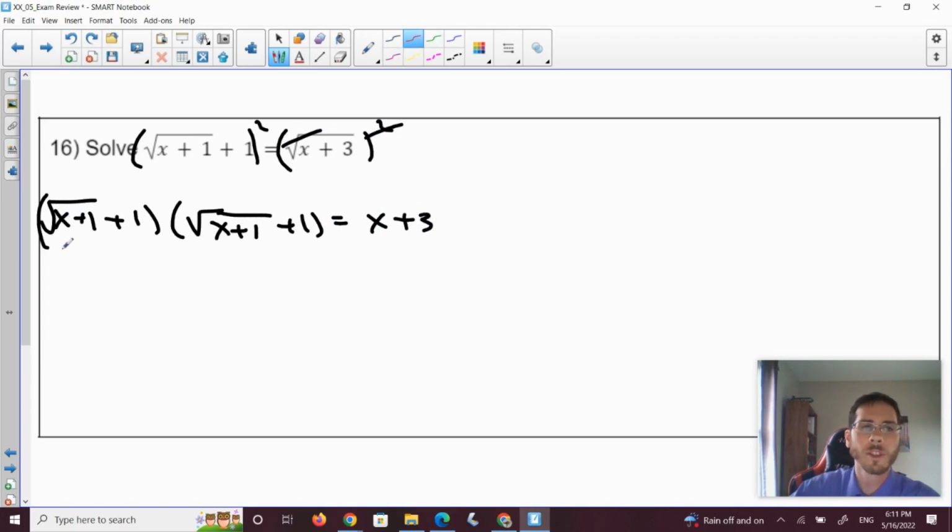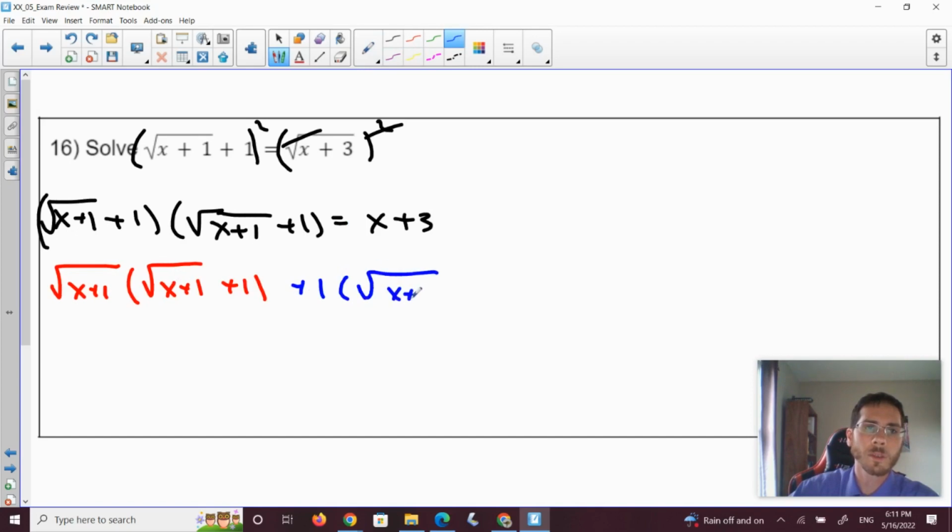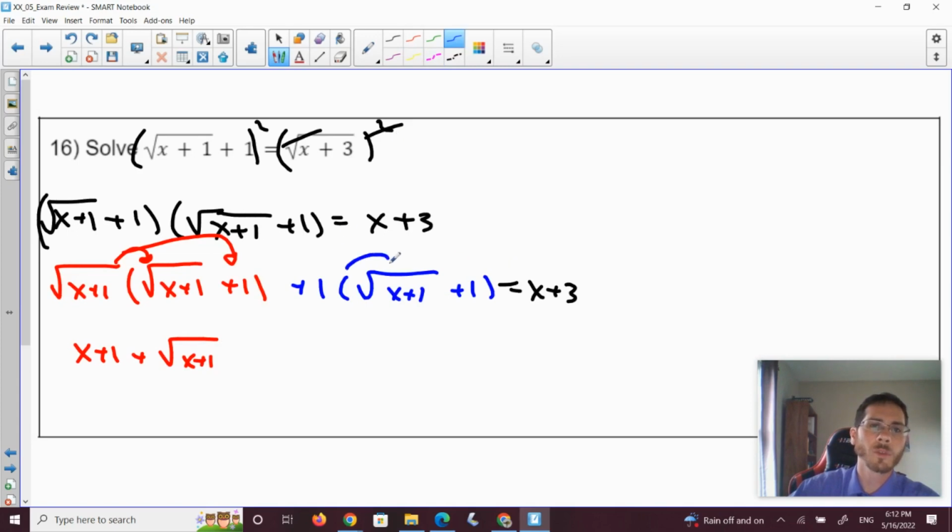Now over here, again, we would have to double distribute. I'm going to go through the whole big process. There is a fast way to do it. You could just note the trick, but we'll go through the whole thing. Plus 1, square root of x plus 1 still equals x plus 3. All right, so double distribute. So x plus square root of x plus 1 times square root of x plus 1 is x plus 1. Square root of x plus 1 times 1 is square root of x plus 1. In blue, 1 times square root of x plus 1 is square root of x plus 1. 1 times 1 is 1.